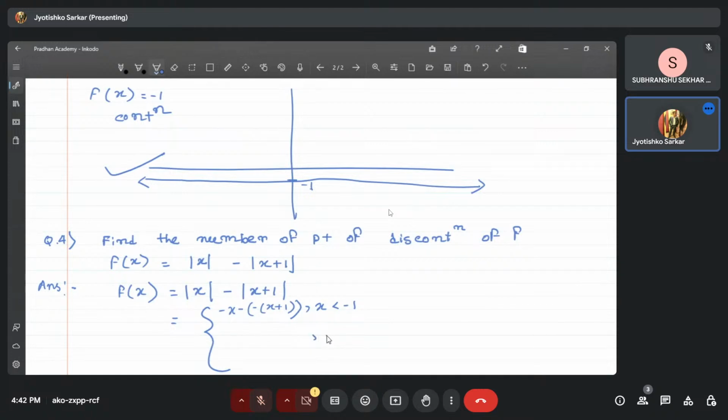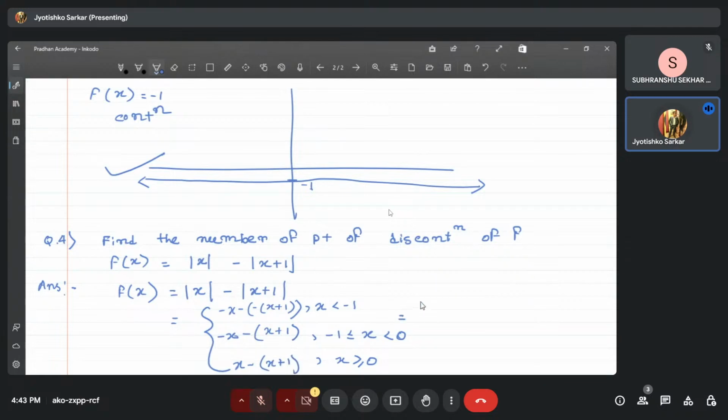Then if we take x as minus 1 to 0, then in this range x is also negative, so this mod x will return minus x, but this x plus 1 will give a positive value. You can see clearly, you take any real number in this range and you will get a positive value. So this modulus will give just x plus 1. And if we take x totally positive, then this modulus will also give a positive number.